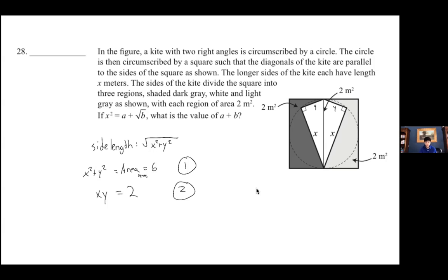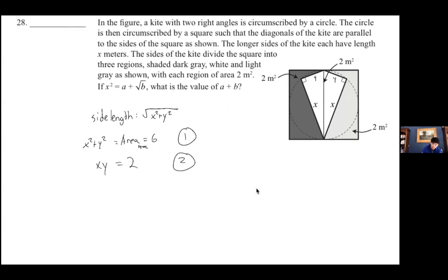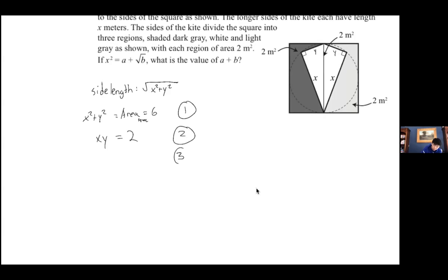the nicest way to do these kinds of things, normally when you have x squared plus y squared, is to adjust that and use that to get x plus y. So we can add the first equation with 2 times the second equation to get that x plus y squared equals x squared plus 2xy plus y squared equals 10. And then we also have x minus y squared equals x squared minus 2xy plus y squared, which equals 2.